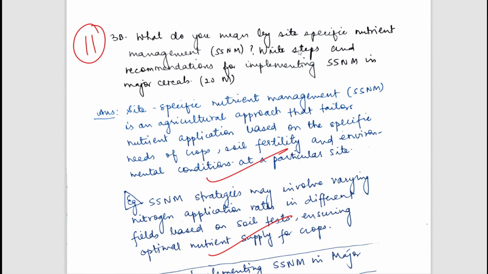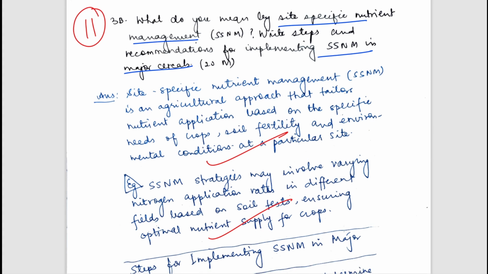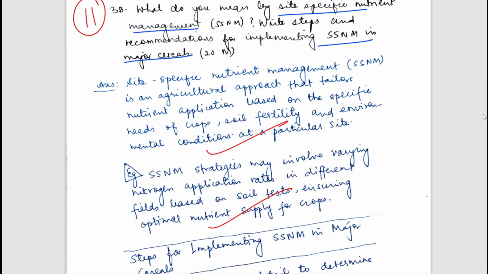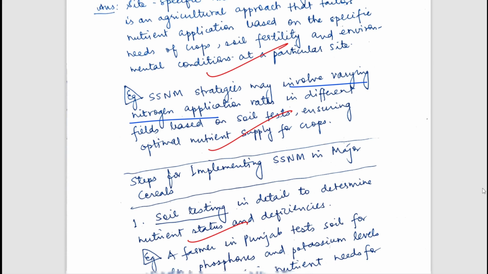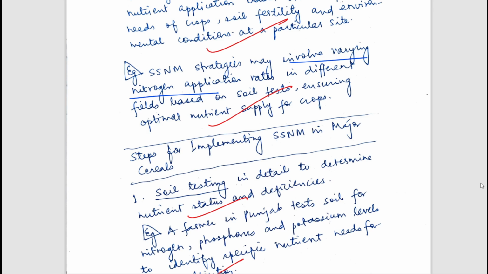The next question is, what do you mean by site-specific nutrient management? And write steps and recommendations for implementing site-specific nutrient management in major cereals. So what is site-specific nutrient management? It is based on the specific needs of a site. We will check the site, we will see what kind of nutrient is required in that site, and through analyzing those things only we will apply the nutrients. Okay, it can involve, for example, the student has written here, varying nitrogen application in different fields. So this could be a very good thing. Just a second.